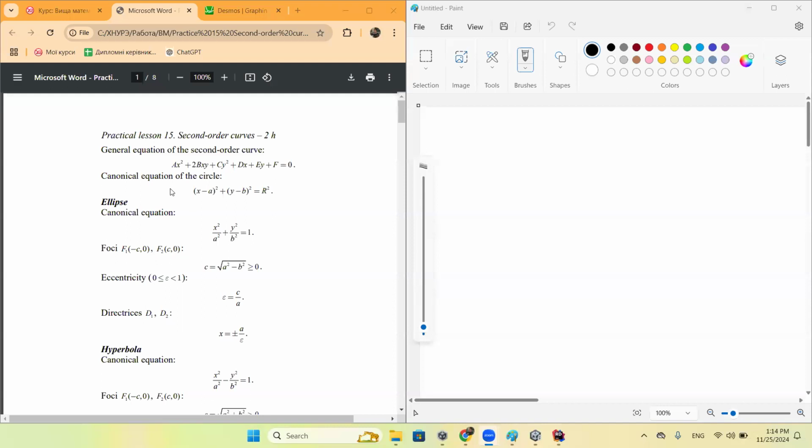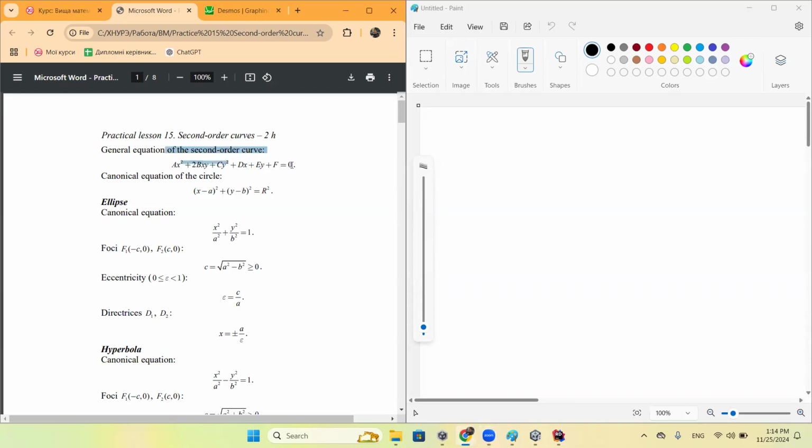Good afternoon, dear students. In our previous lesson, we were working with elementary geometry figures like points, planes, and straight lines in space. Today, our topic is the second order curves, such as ellipse, parabola, hyperbola, and the circle. Let me remind you of some information about the second order curves.